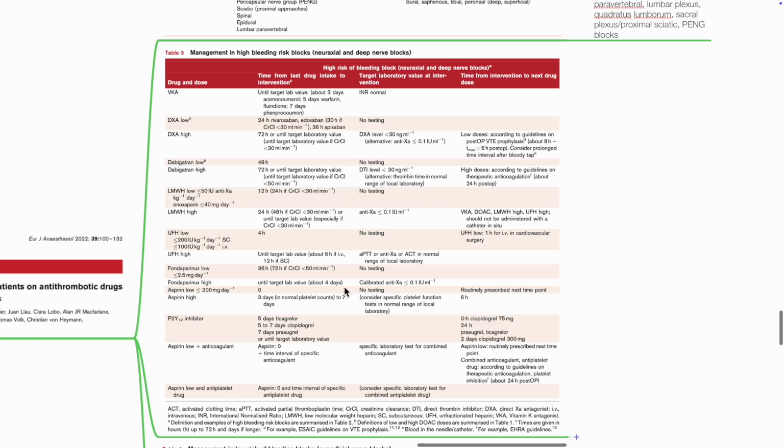For low-dose aspirin, there are no time limitations for deep nerve blocks. For high-dose aspirin, time from last drug intake to intervention should be 3 to 7 days. For P2Y12 inhibitors, it should be 5 days for ticagrelor, 5 to 7 days for clopidogrel, 7 days for prasugrel, or until target lab value. For further details on perioperative management of antiplatelets and anticoagulants, a good reference is AHA 2024.